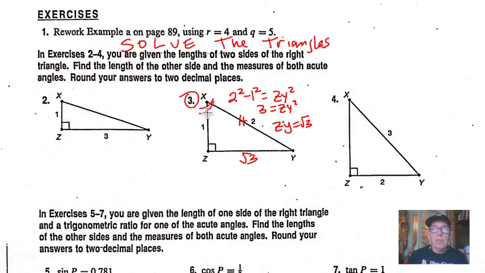So if we use x, 1 is the adjacent side, and 2 is the hypotenuse. So we got adjacent over hypotenuse, it's cosine. Cosine x equals adjacent, which is 1, over hypotenuse, which is 2. So cosine of x is 1/2.